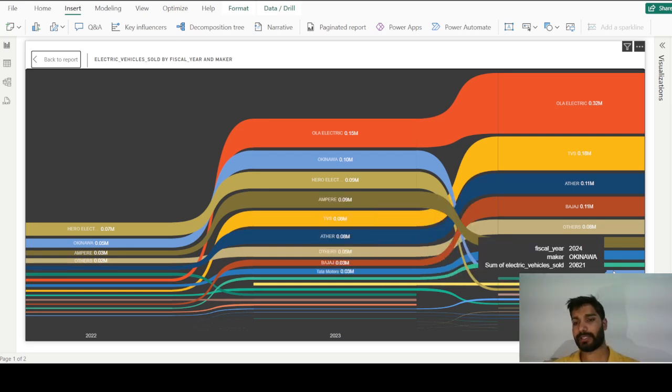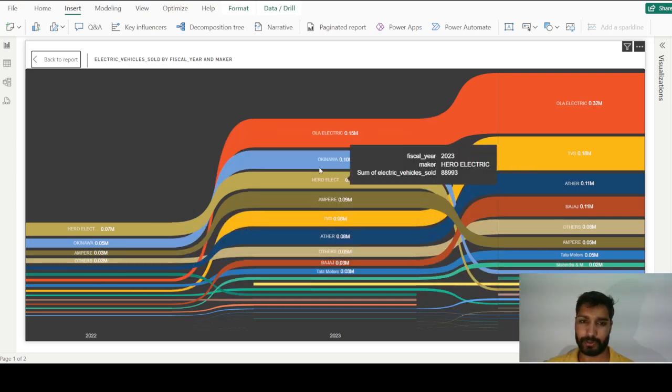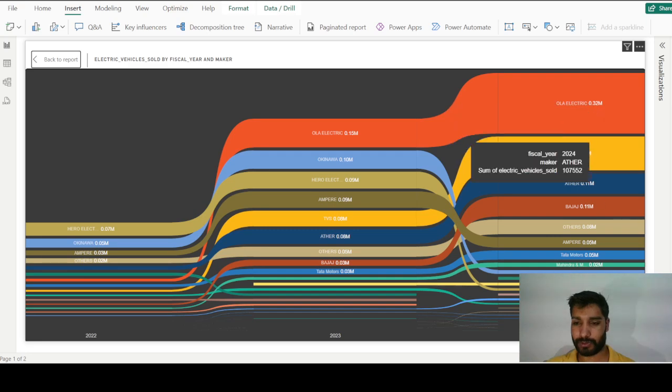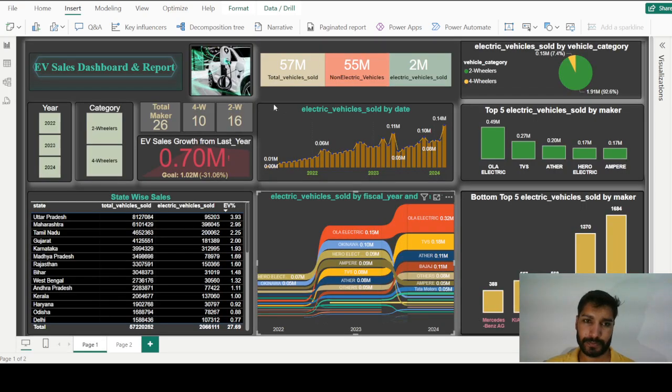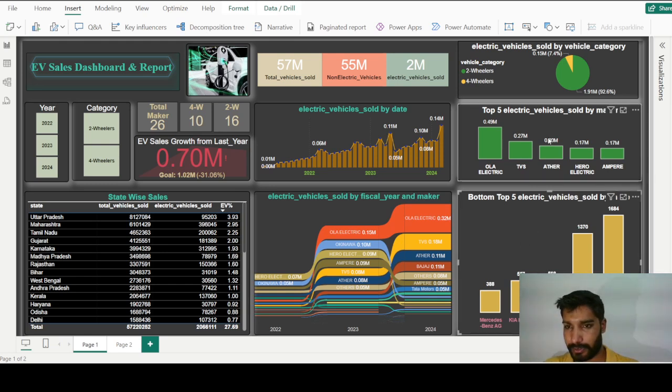That is the very least, only 20K electrical vehicle sales in 2024. With the help of this graph, we can easily analyze our sales makers rank year on year. So Ola Electrical is doing the best sales in 2024, and we will review the rest of the charts.